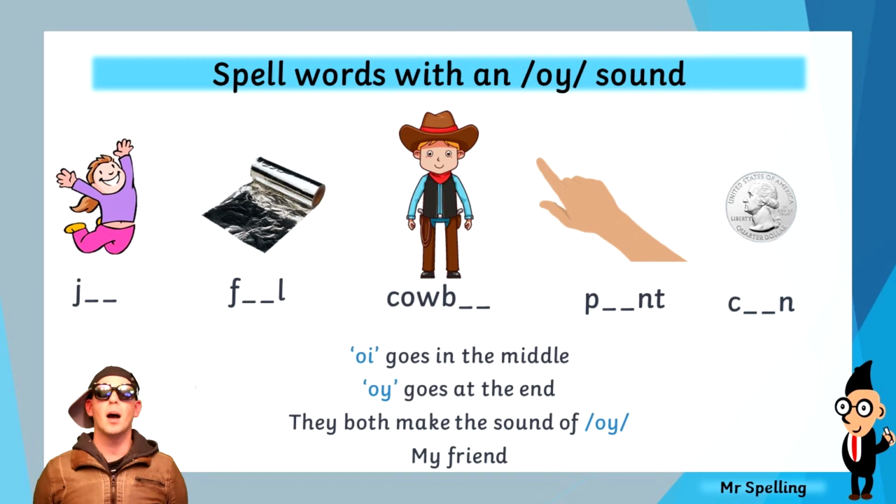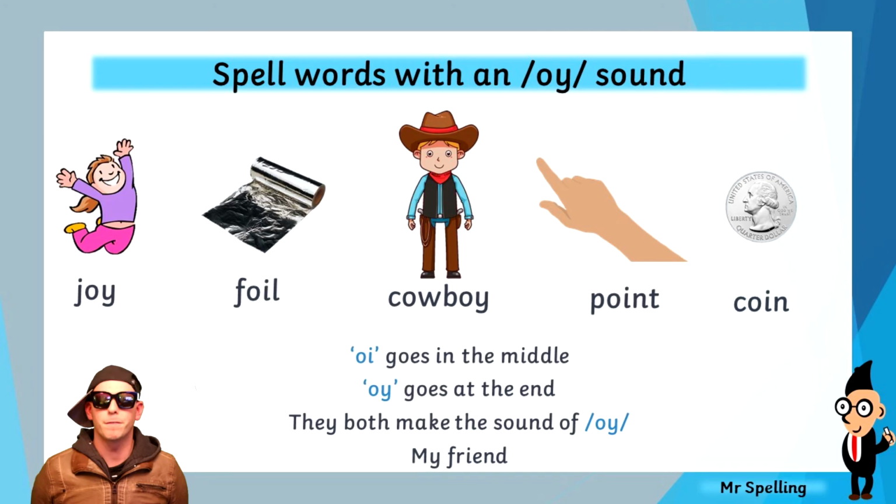If you need more time, you can pause the video. If not, here are the answers. The first word is joy, J-O-Y. The next word is foil, F-O-I-L. The word in the middle was cowboy, spelt C-O-W-B-O-Y. The next word point was spelt P-O-I-N-T. And our final word had the oi sound in the middle, so it was spelt O-I, and it was coin, C-O-I-N.